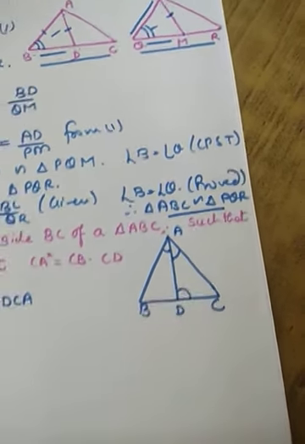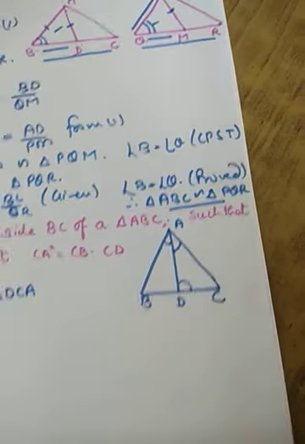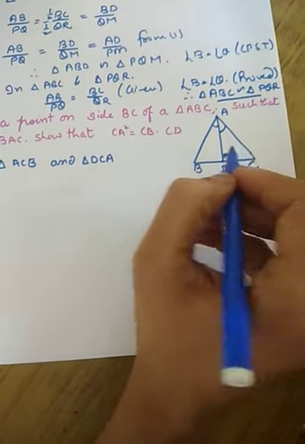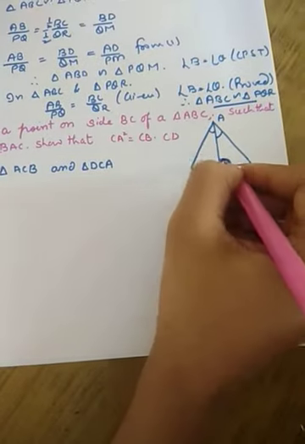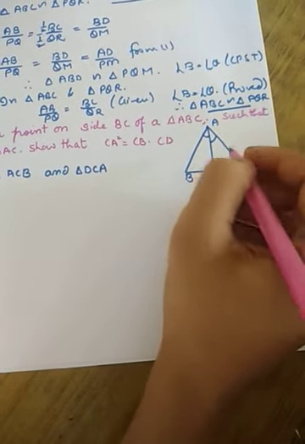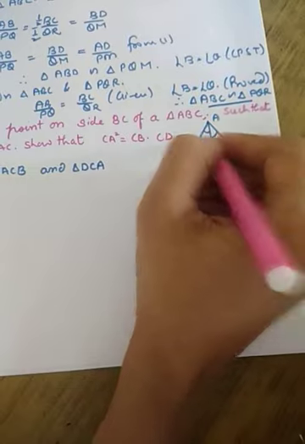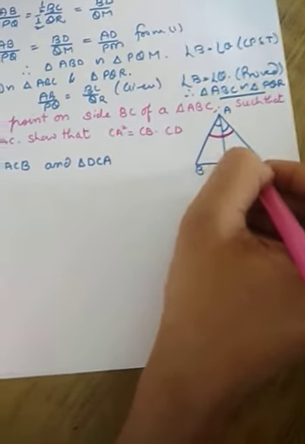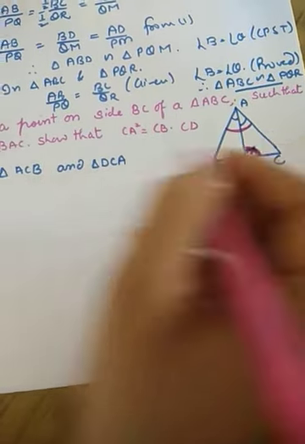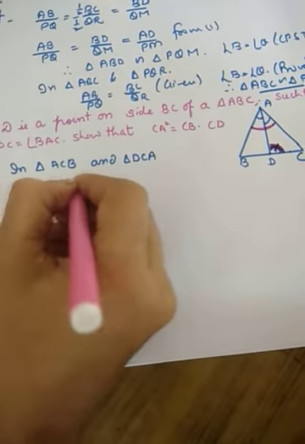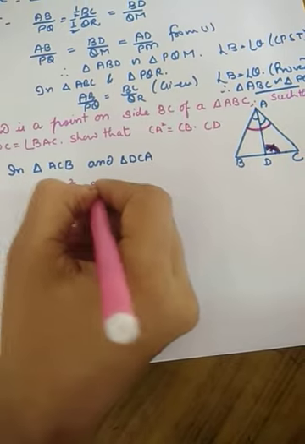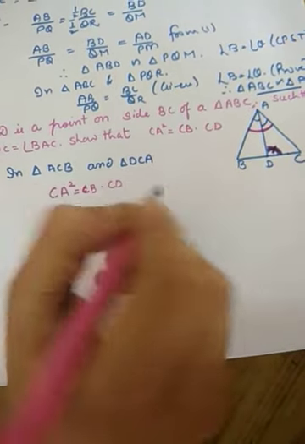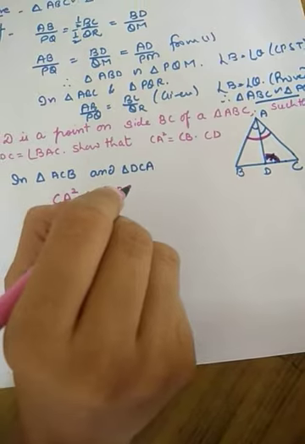Now next is question number 13. D is a point on side BC of triangle ABC such that angle ADC is equal to angle BAC, this complete angle. This angle and this angle, both of them are equal, it is given. We have to show that CA square is equal to CB into CD.